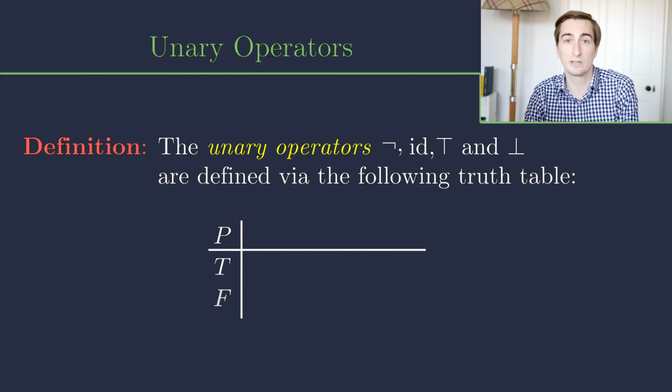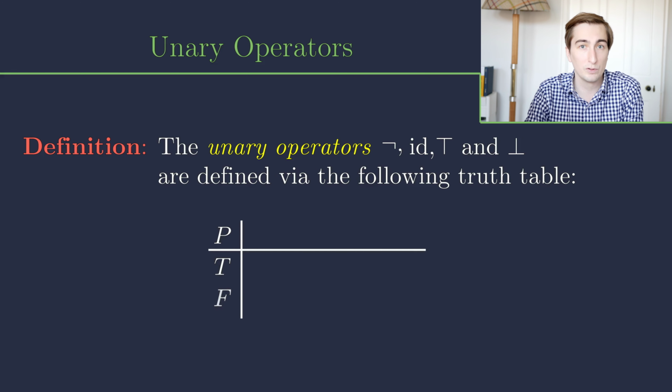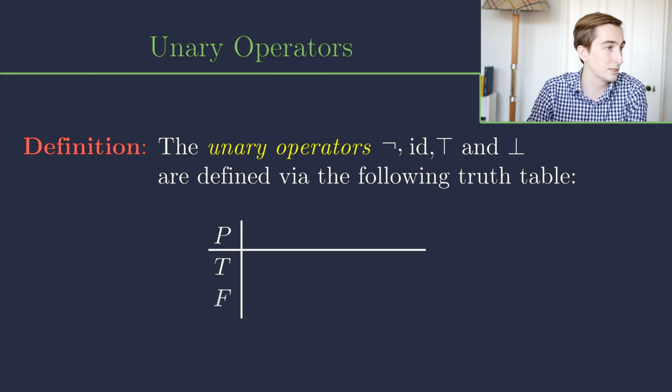So what we're going to do is start our truth table. And our table looks something like this. We start with P, which is our propositional variable, and P, because it's a propositional variable, can only take the values of true and false. So let's just put in our table true and false underneath the value of P.